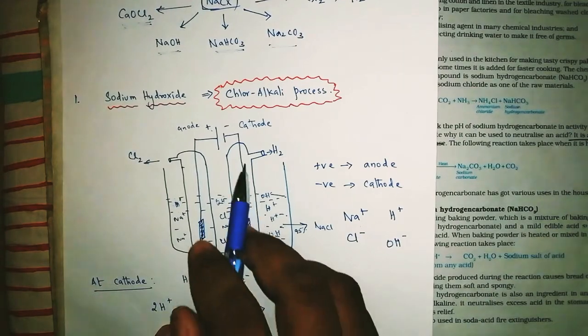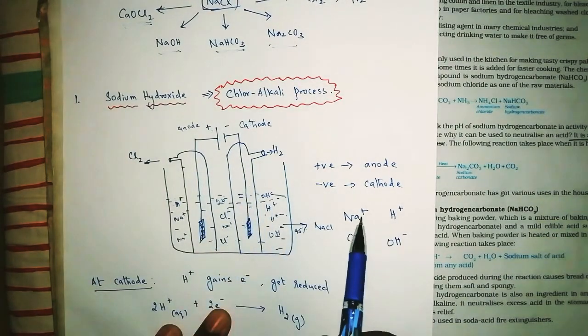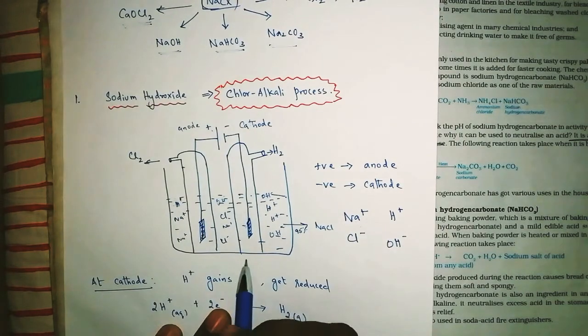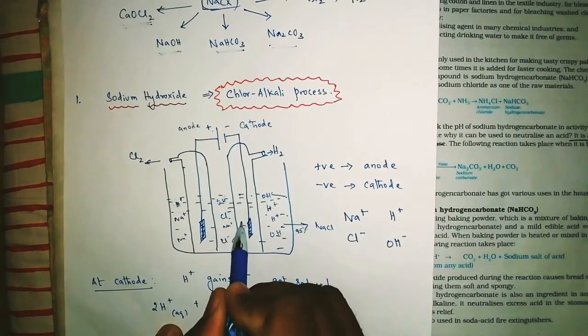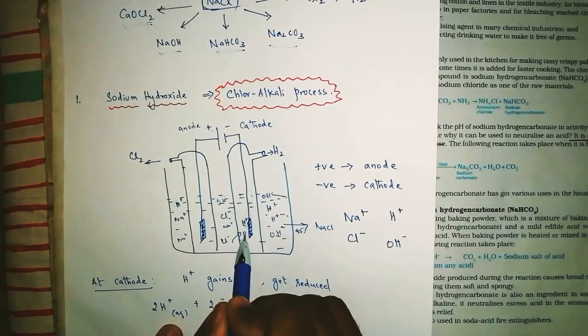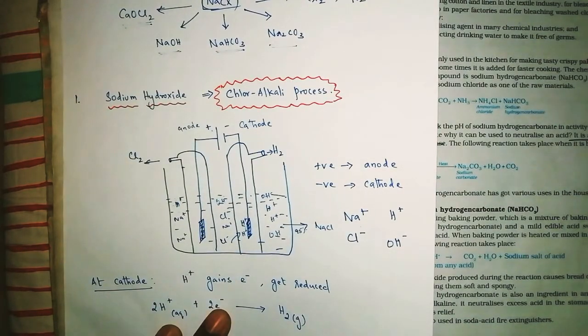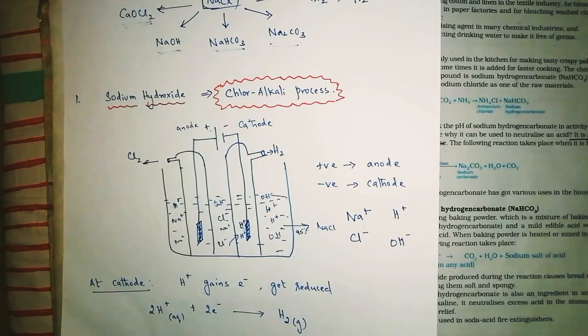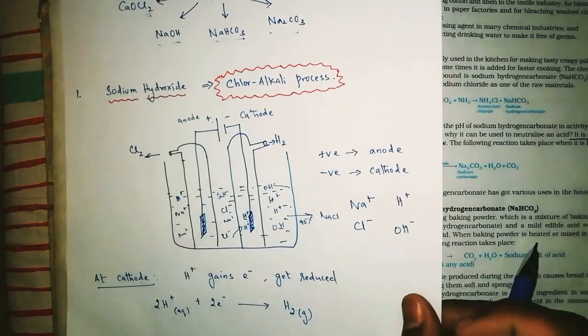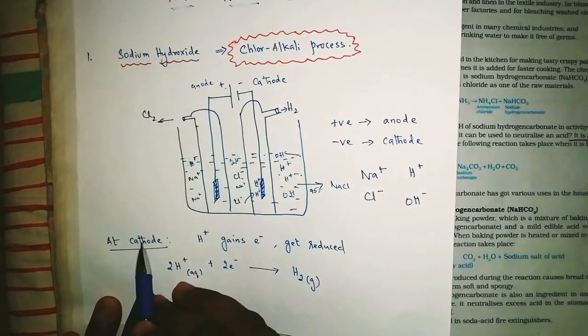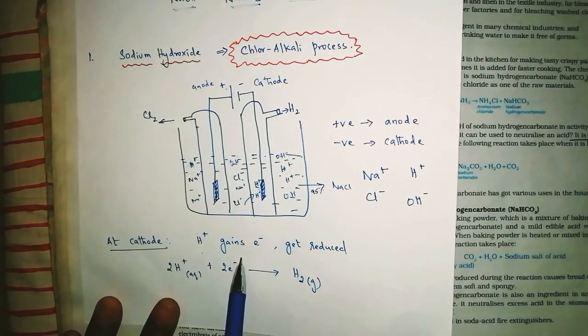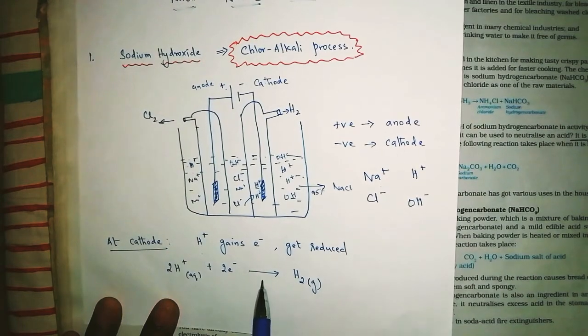But the thing is, at the cathode we have two positive ions, Na plus and H plus. Only H plus will go very fast and stick with this electrode. Why only H plus? The reason is sodium is a more reactive element, so it won't go as fast. But H plus goes and sticks with that cathode. That is the process happening at the cathode. At the cathode, H plus gains an electron and gets reduced.